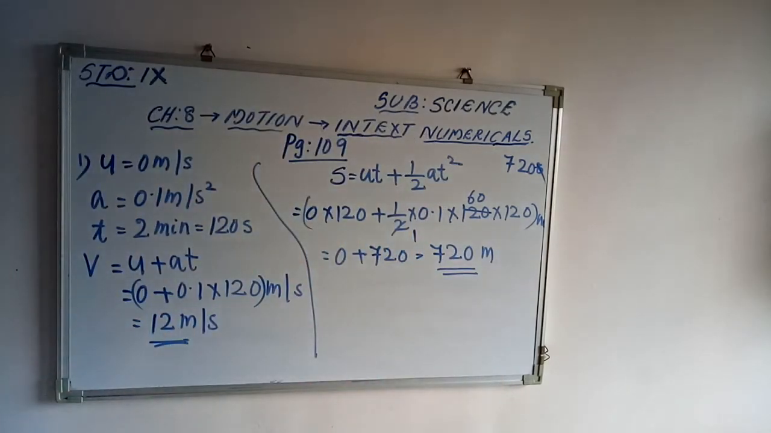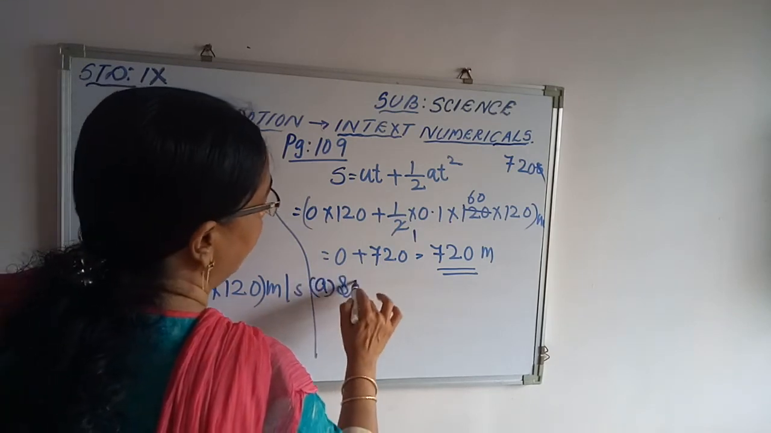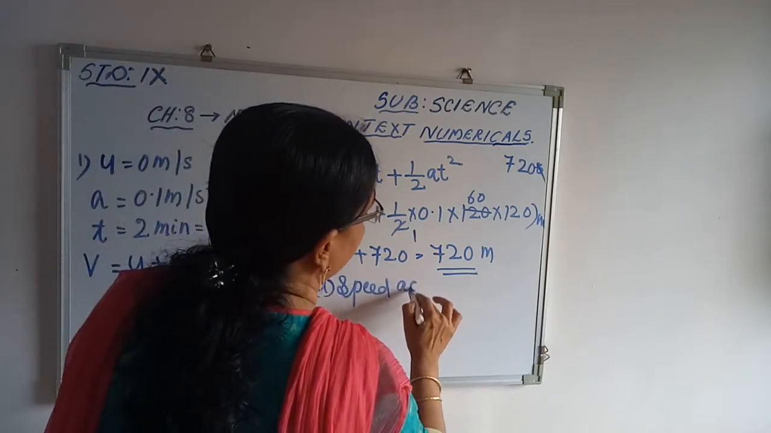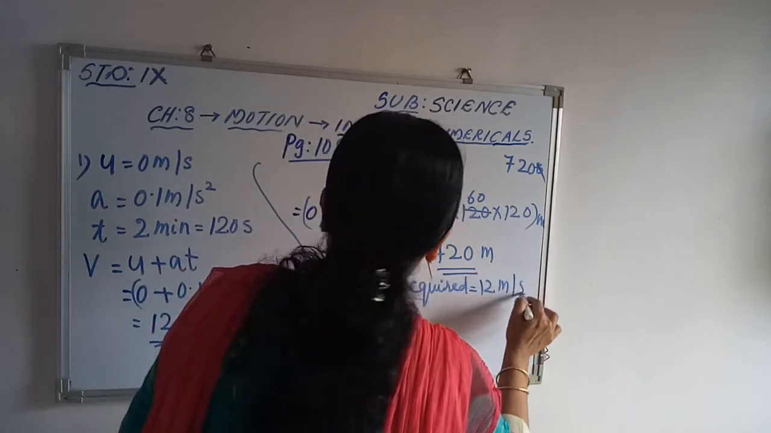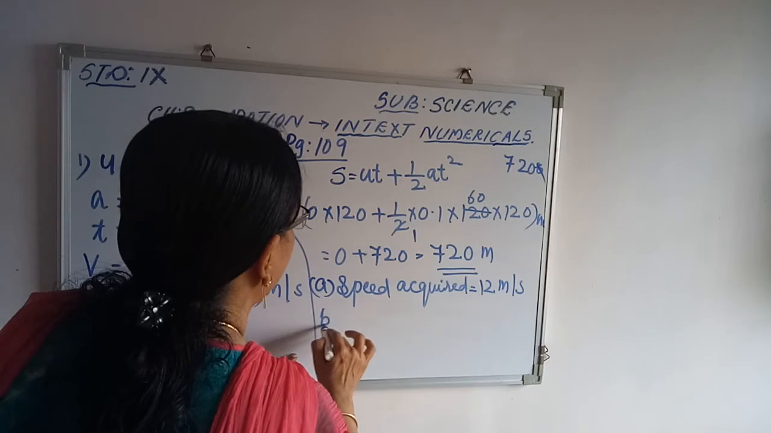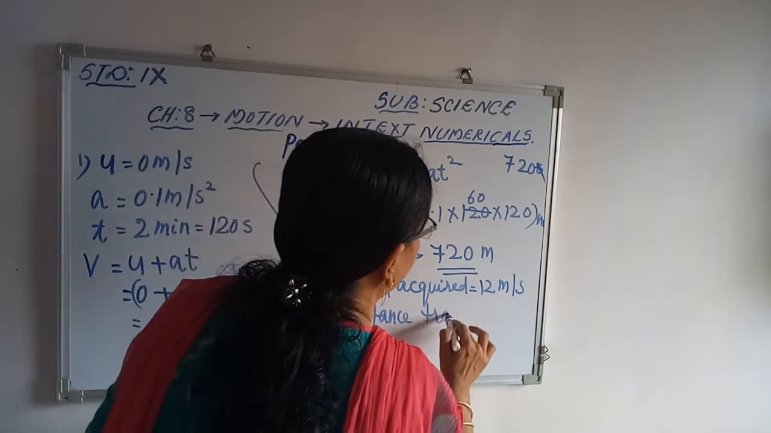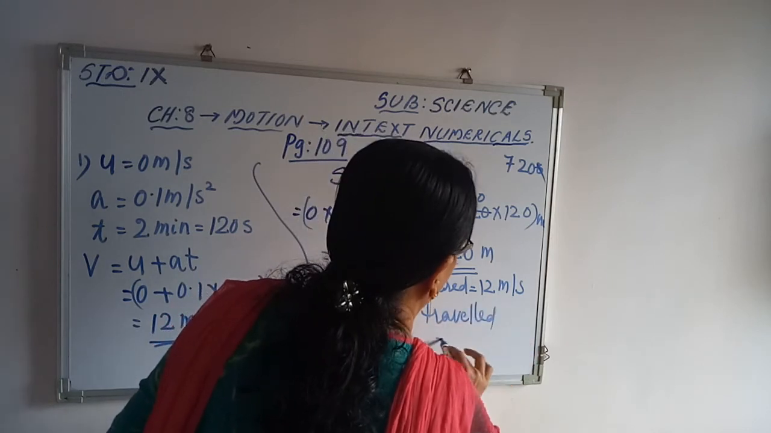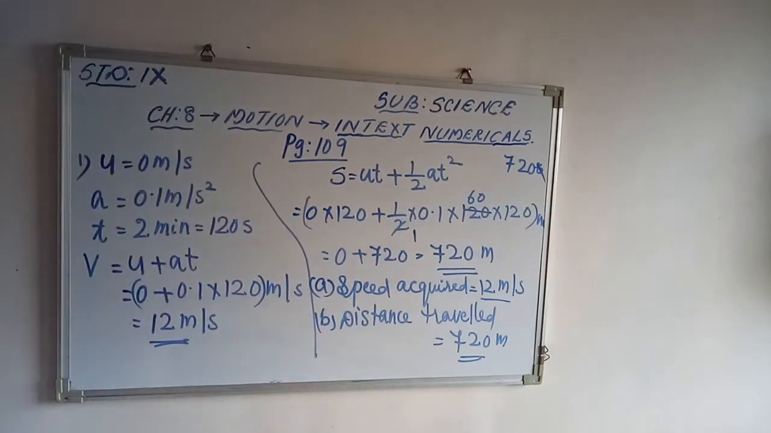That's the distance travelled. So what will you write as the final answer then? Therefore, speed acquired is 12 meter per second and distance travelled is 720 meter. This is the final answer. Okay.